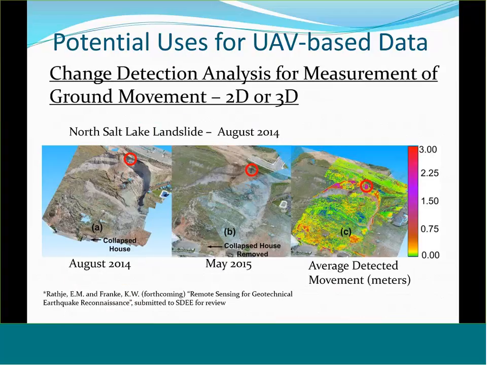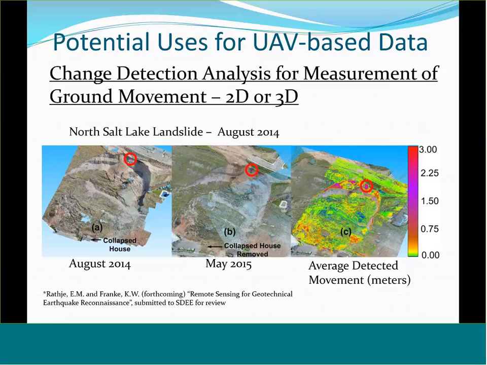Different things that we can do with these point cloud models or with 2D orthorectified imagery is we can perform change detection analysis. So for instance, here's some images of a major landslide that occurred in the city of North Salt Lake in Utah in August of 2014. We were able to fly the landslide 2 hours after it occurred and create a 3D point cloud model from that, and that's shown in the image on the left.